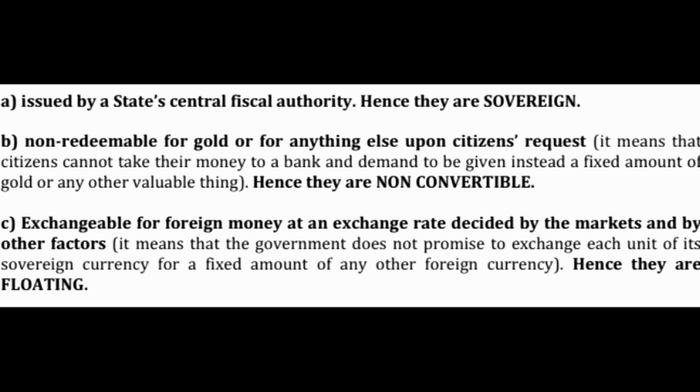And C. They're exchangeable for foreign money at an exchange rate decided by the markets and by other factors. It means that the government does not promise to exchange its unit of its sovereign currency for a fixed amount of any other foreign currency. Hence, they're floating. Examples of sovereign currencies are the American dollar, the yen, the British pound, Turkish lira, and formerly the German mark, French franc, Italian liras, and other EU currencies that were all sovereign, but that were supplanted by the euro that is not a sovereign currency, as I already explained in part 1.